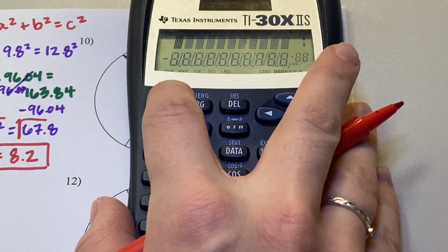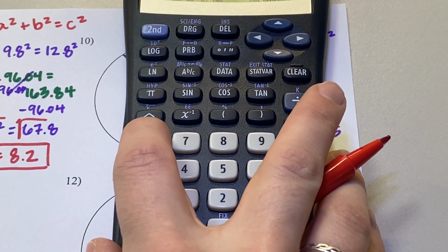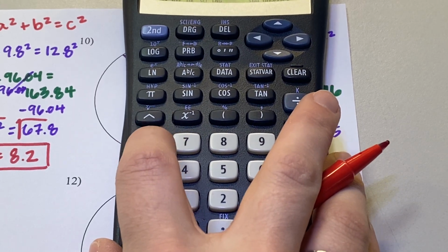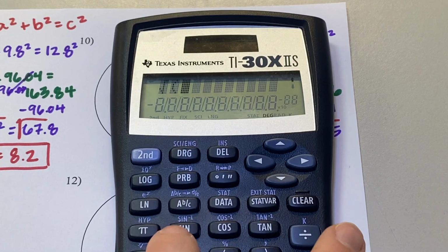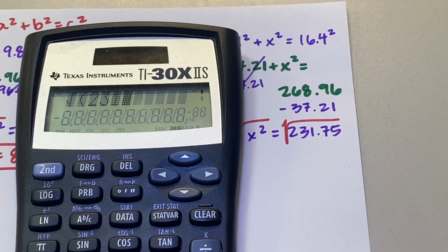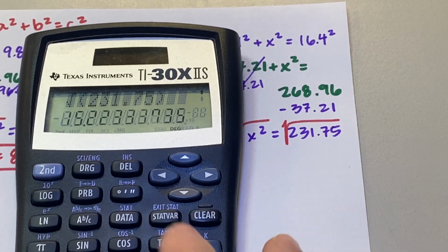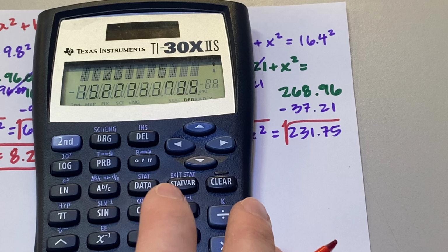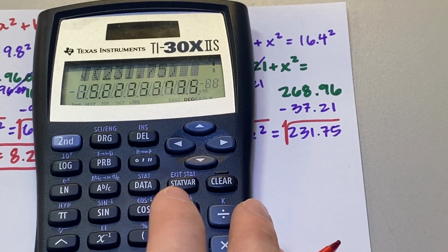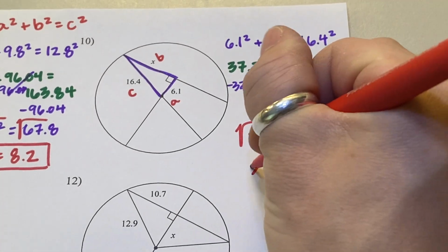Okay, your little second button. Click second. And then this little x squared button, you can't really see it too great, but it has a little square root sign over it. So second, x squared button, and then 231.75. Close parentheses, enter. Let's round it to 1 decimal place. What's that gonna be? 15.2. You got it.